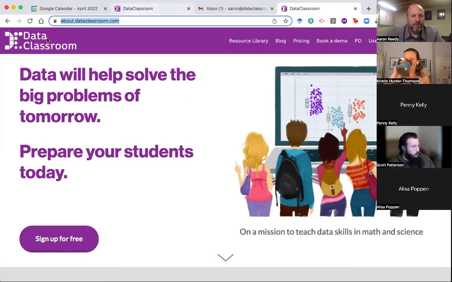Absolutely. Thanks for doing that alignment too, showing how your framework maps on to what we've done. I thought that was really cool. Yeah, so let me share my screen and you can all see my screen.